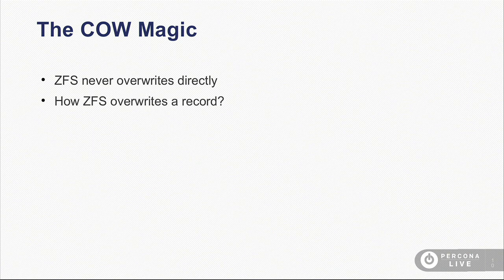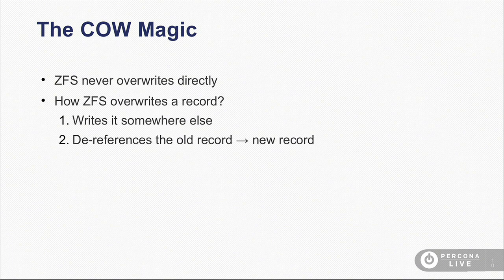ZFS uses copy on write, so COW, a lot. So let's see what that means exactly. It never overwrites data directly. What it will do is write somewhere else, and then change the pointers to the new one. So it's what allows ZFS to be transactional. And eventually, there are some blocks that are no longer referenced, and the garbage collector of ZFS will remove them.